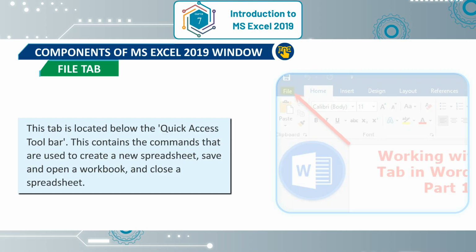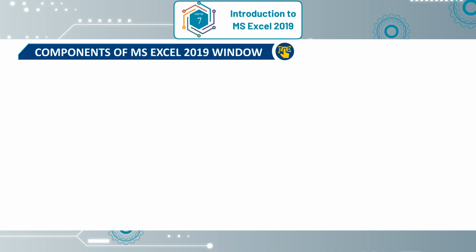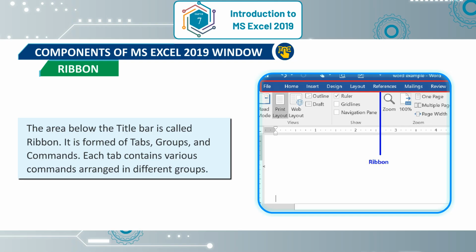File tab. This tab is located below the Quick Access toolbar. This contains the commands that are used to create a new spreadsheet, save and open a workbook, and close a spreadsheet. Ribbon. The area below the title bar is called ribbon. It is formed of tabs, groups, and commands. Each tab contains various commands arranged in different groups.